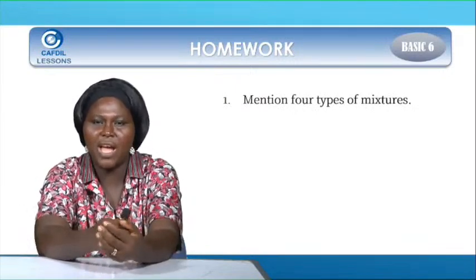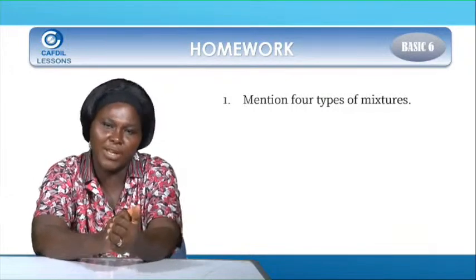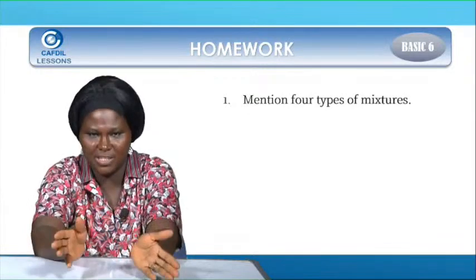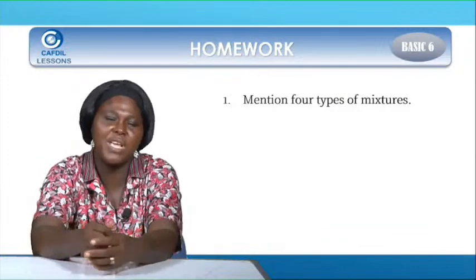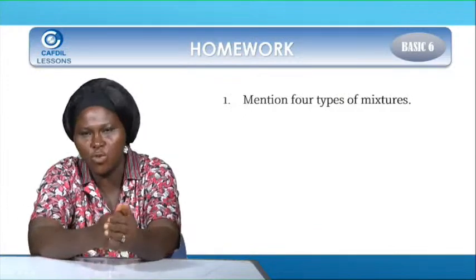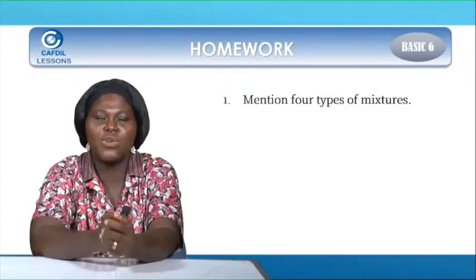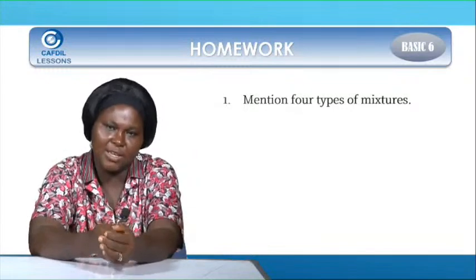Now we have our homework. Before we look at our homework, we also looked at the uses of mixtures. We use mixtures for many things, for preparation of food, making medicine, and many more. So let's look at our homework for today.